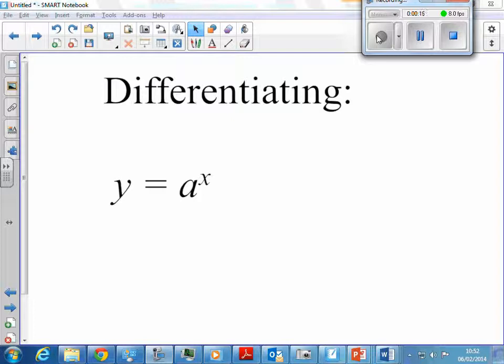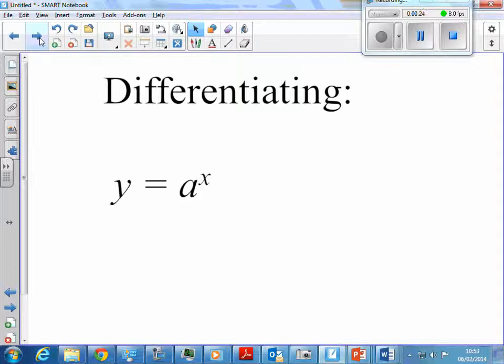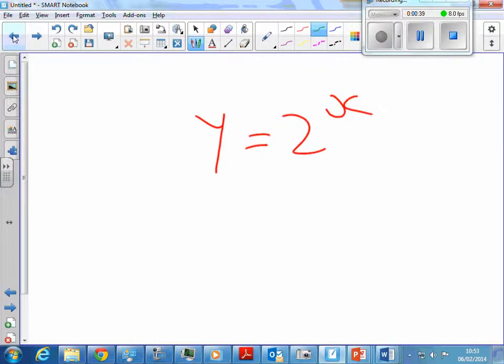differentiate y is equal to a to the x, but a special case, y is equal to 2 to the x. You understand the special case, it's the same with whatever constant a there is. So you have to be careful here. A is not a function, a is just a constant raised to the power of x. Okay, so let's look at the case when y is equal to 2 to the x.